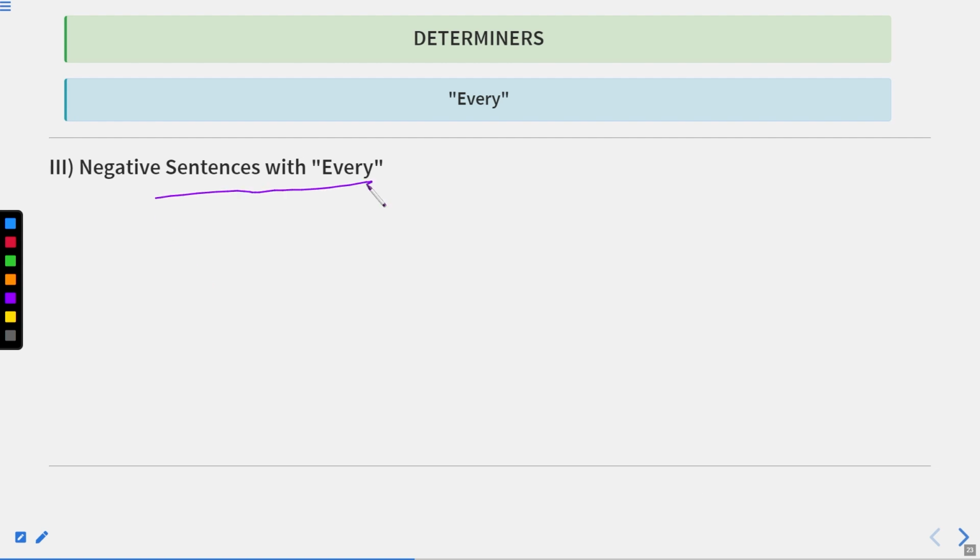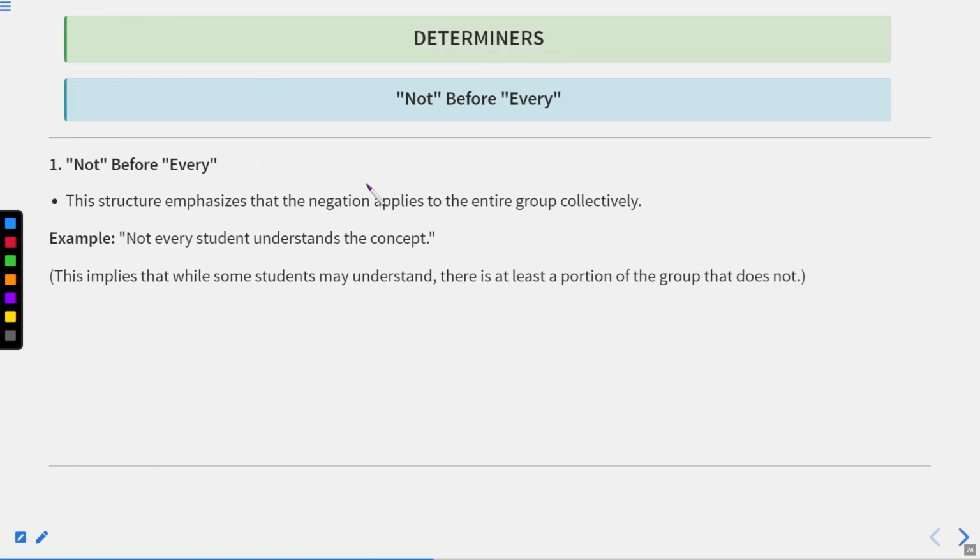Negative sentences with every. Obviously, we can make negative sentences with every as well. This structure emphasizes that the negation applies to the entire group collectively. Not every student understands the concept. Now, if I write every student does not understand the concept, that is also right. But I can also say that not every student understands the concept. This implies that while some students may understand, there is at least a portion of the group that does not.